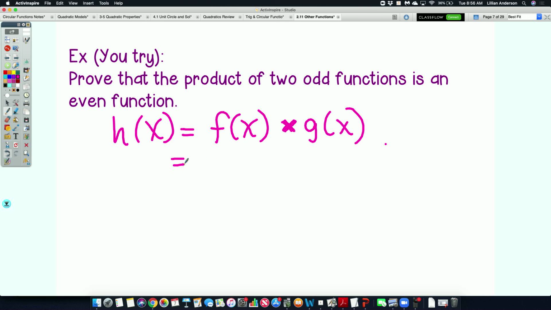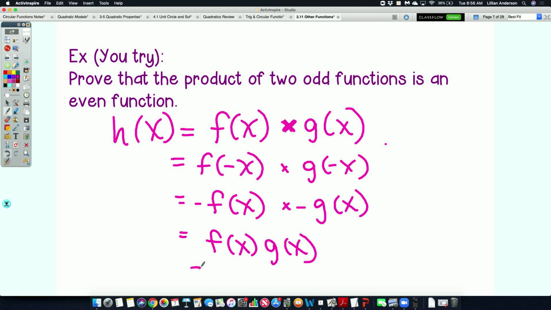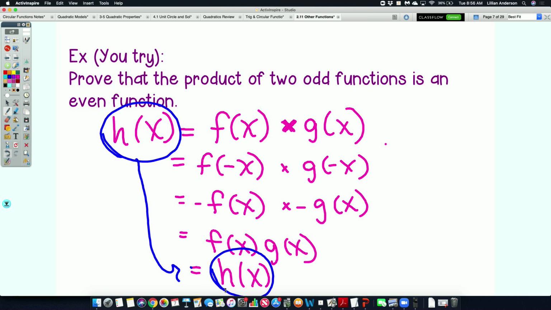We have two odd functions, which means we need to have these two functions to both be negative. So I have a negative f of x times negative g of x. A negative times a negative is a positive. So then that gives me f of x times g of x, which is the original h of x, is it not? So h of x does indeed equal h of x. Therefore, h of x is even.